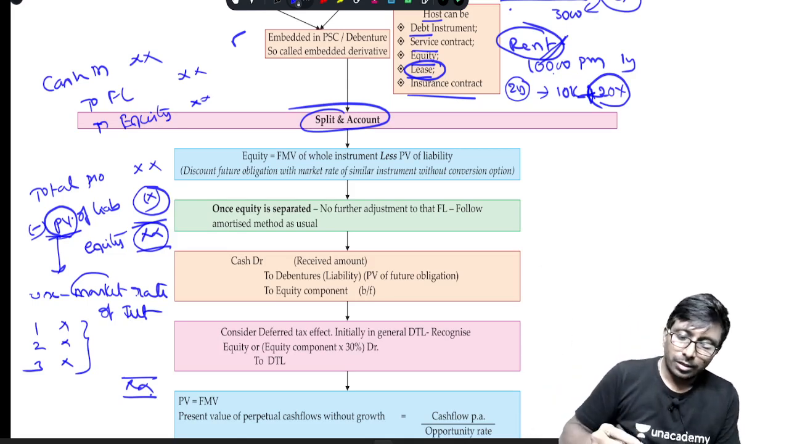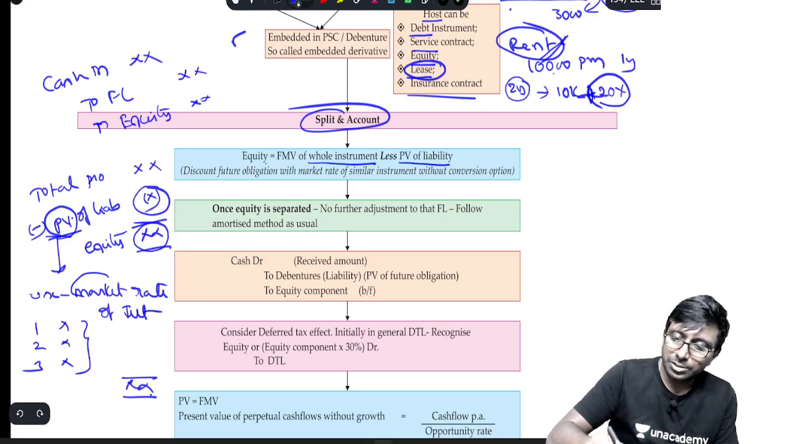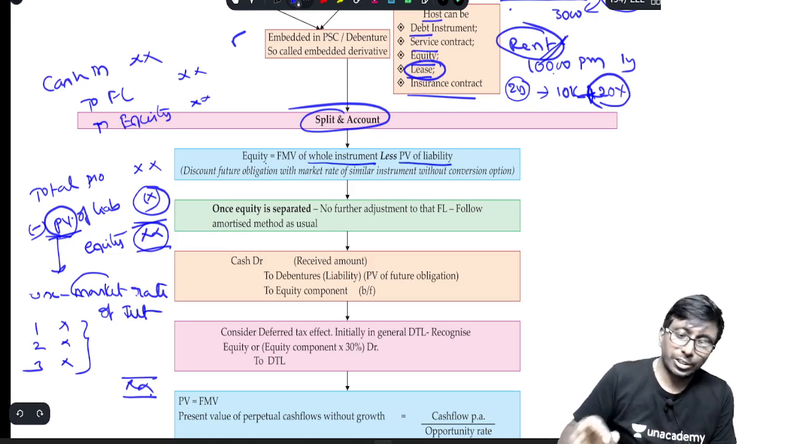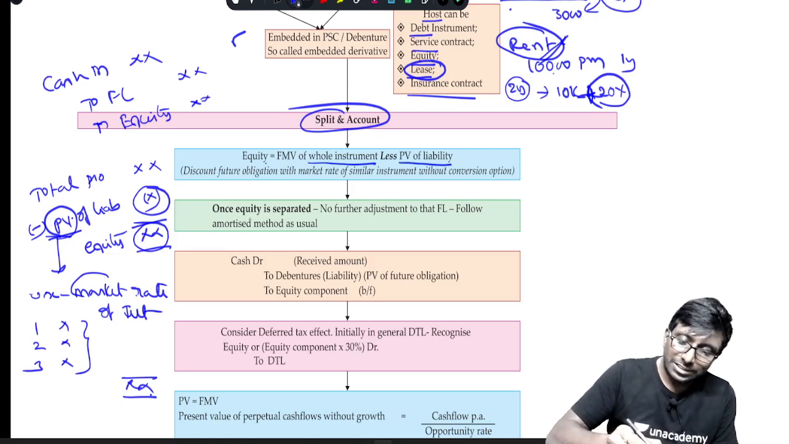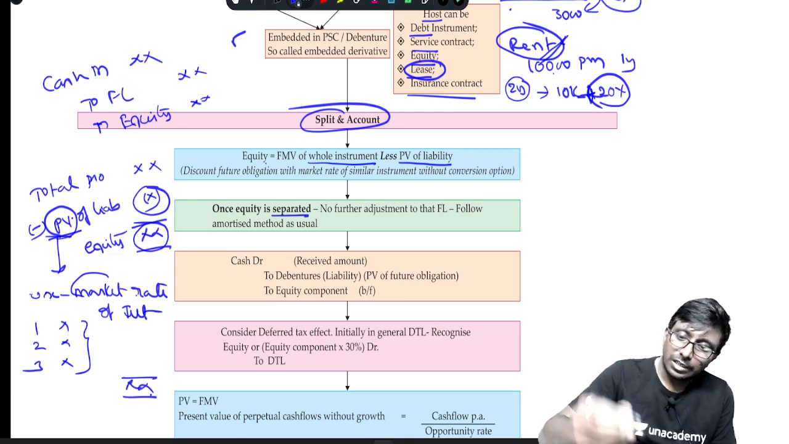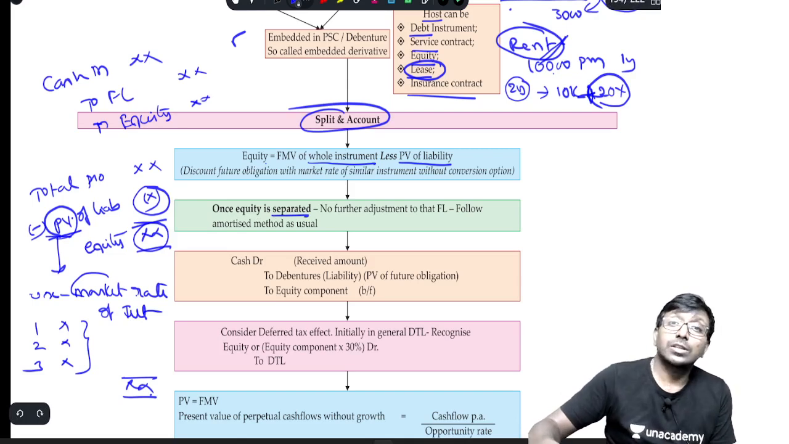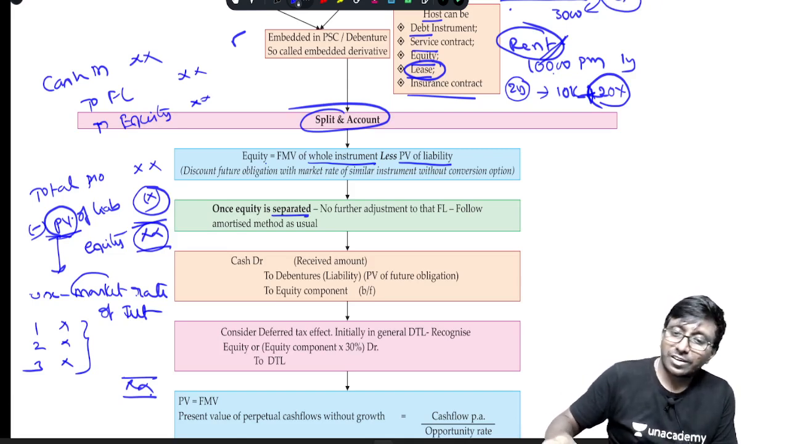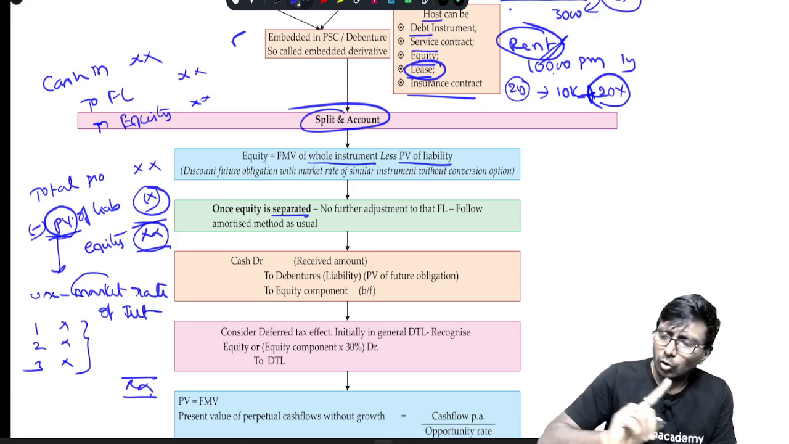Okay, now next. So equity is equal to the whole amount of money minus the present value of liability. That's how you have to derive equity. Once equity is separated, do you remember we have discussed in the class a number of times, once you bifurcate the equity amount, my dear, there is no adjustment to equity further.